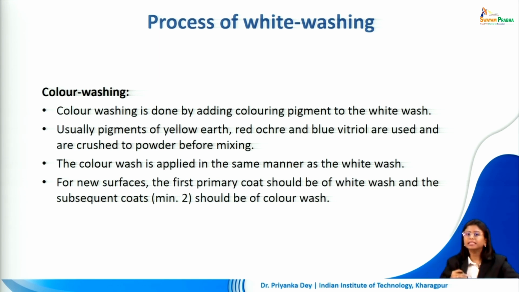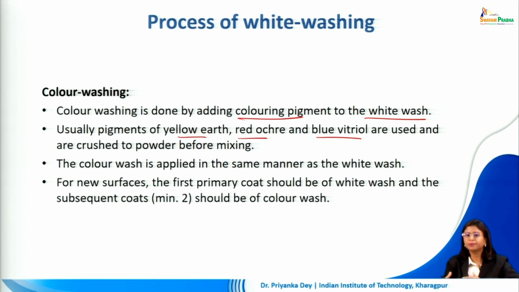That is, we are adding a coloring pigment to the whitewash. So this is the disadvantage that we had when using whitewashing as opposed to distempering, because distempering gives us the option of using a color pigment. But if we are going for color washing, we can add a color pigment to the whitewash. Similar process, but what we are doing is taking a pigment usually of yellow earth, red ochre, blue vitriol, etc., and we are crushing this to a powder before mixing.